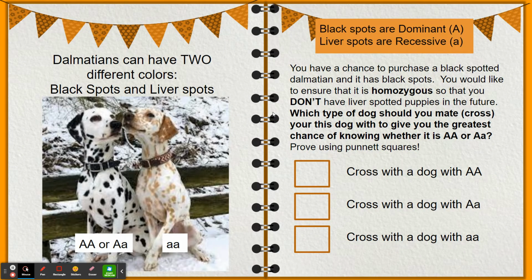Today we're going to look at test crosses. A test cross is when you have an unknown dominant and you cross it with an organism to help you determine its genotype.